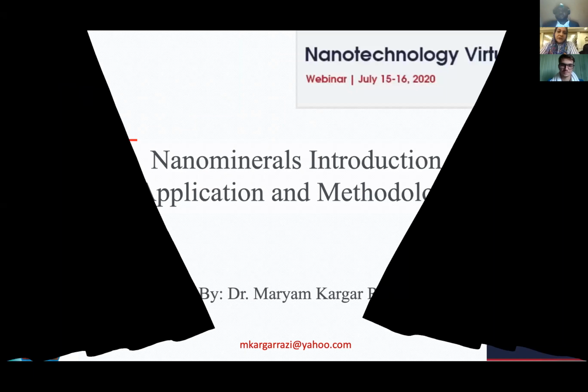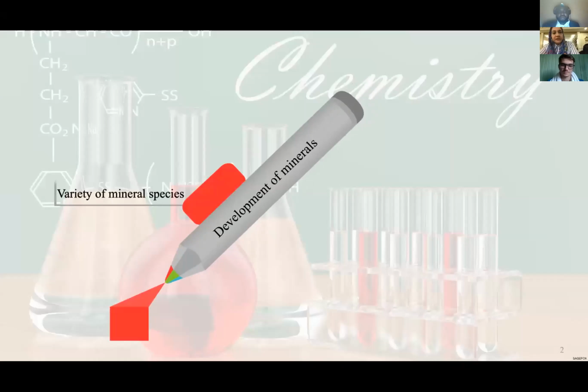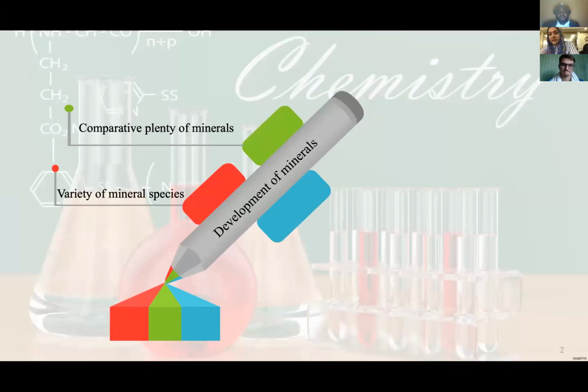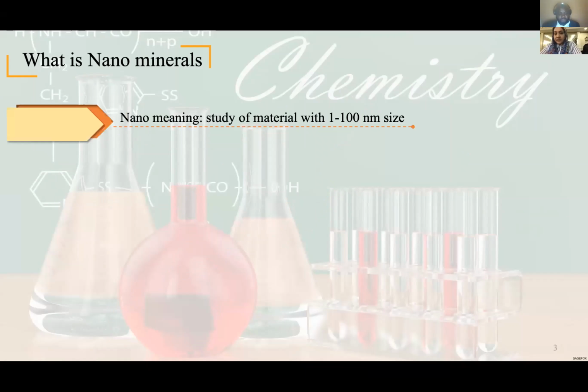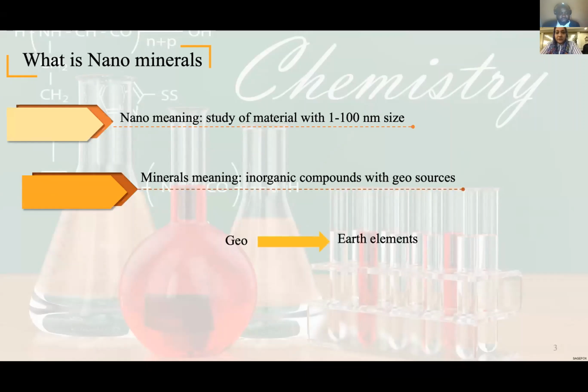Discussion about the development of minerals, the variety of mineral species and their abundance, physical and chemical characteristics of minerals, grain size, and morphology. First of all, what is nanominerals? Nano meaning which is clear, and mineral meaning inorganic compounds with geo sources and elements of the earth. So nanogeochemistry is the study of structures and crystals of minerals from a chemical view.